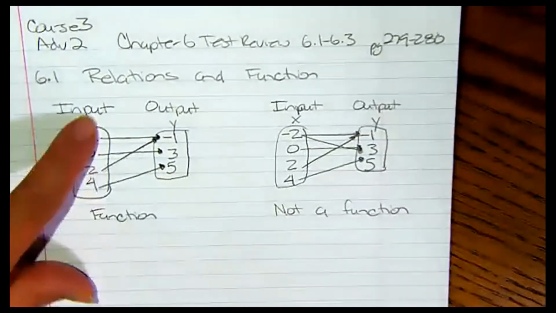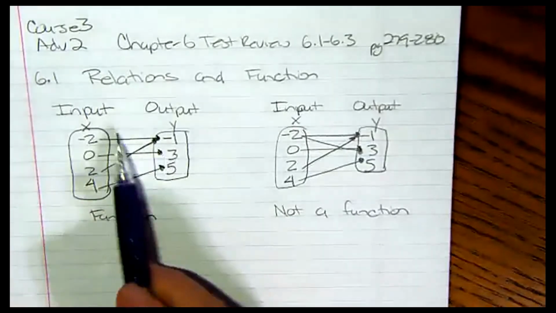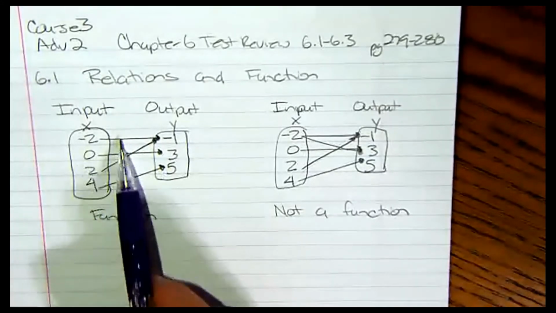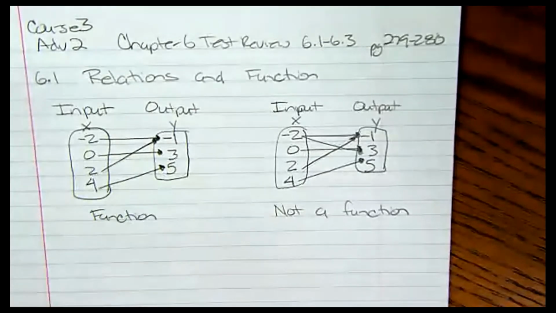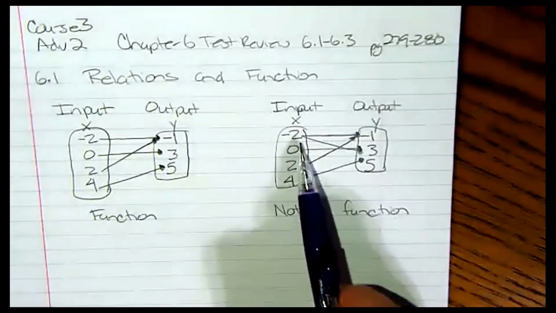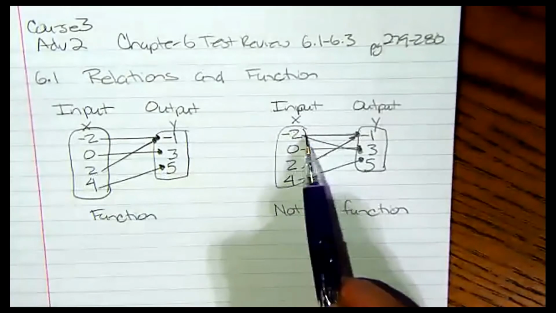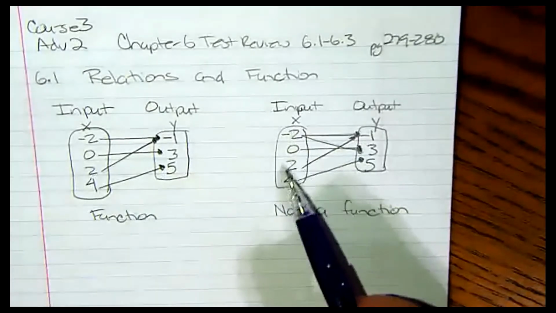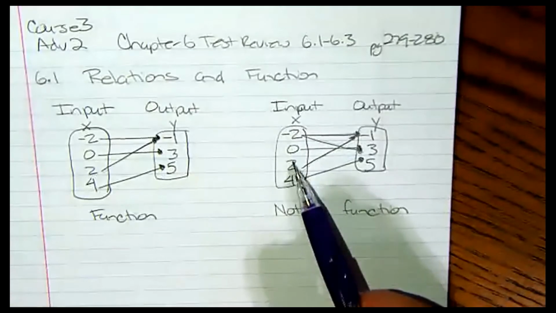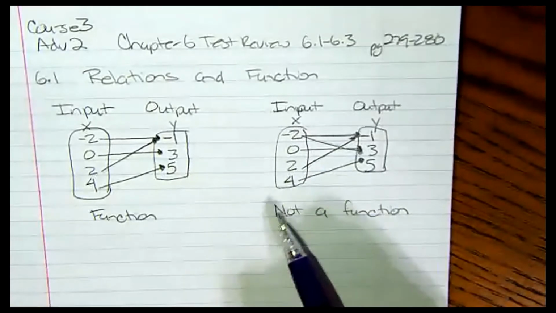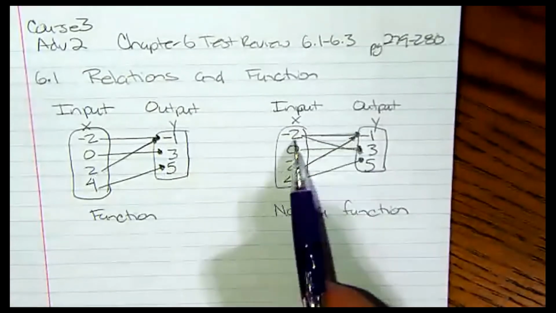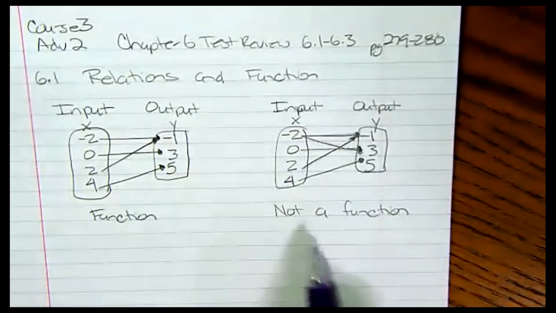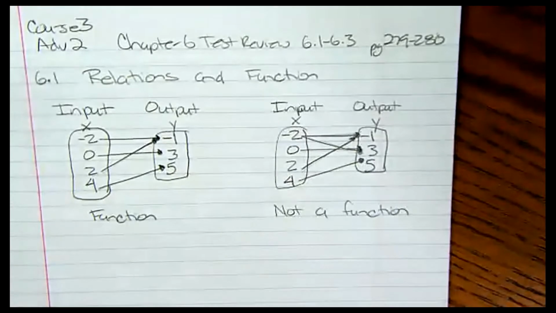In a function, every input has only 1 output. 4 inputs, 4 arrows. In this case, -2 has 2 outputs. So we have 4 inputs, but we have 5 arrows. Therefore, this is not a function.